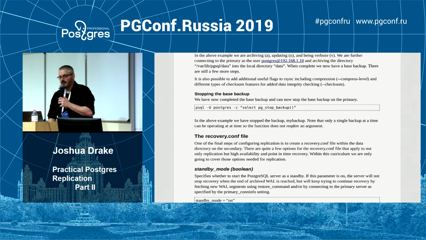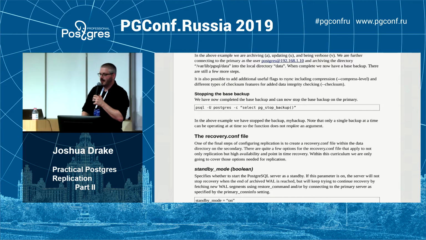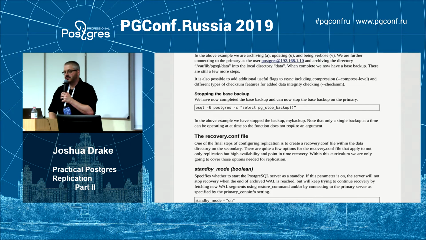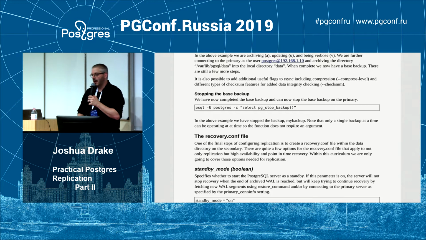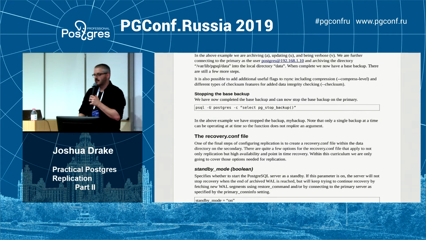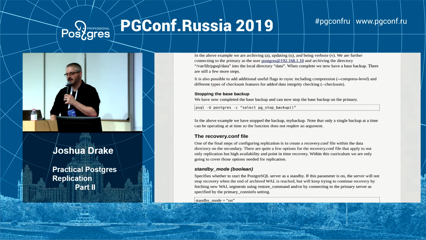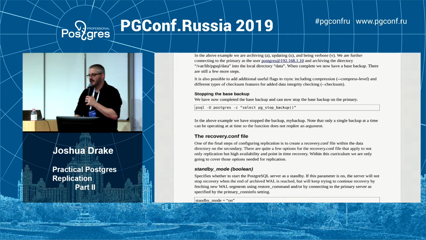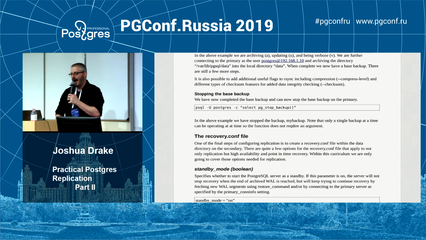Stopping the base backup. Since we've completed the base backup, we now need to stop the backup on the primary. So we do psql -U postgres -c "select pg_stop_backup()". In the above example, we have stopped the backup my_backup.